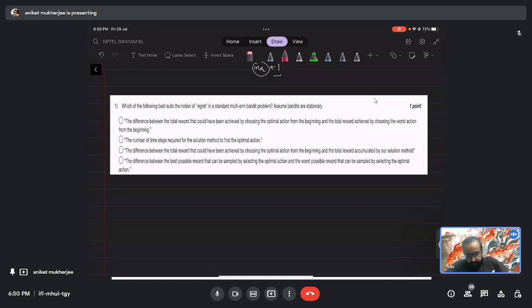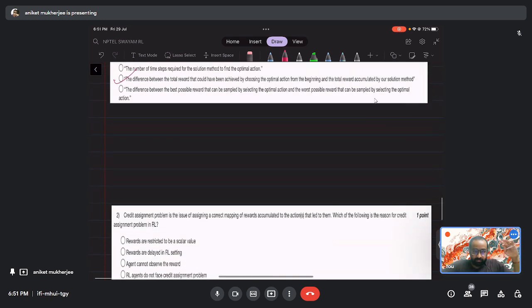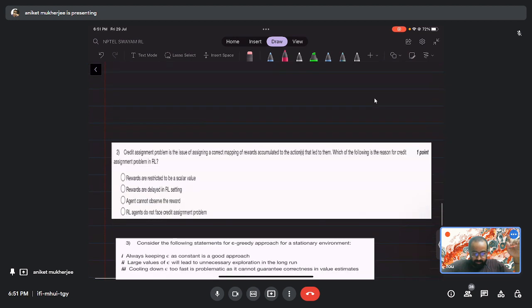So that is the third one. Let's read the fourth one. The difference between the best possible outcome when selecting the optimal action and the worst possible result when selecting the optimal action. No, both times you're not doing the optimal action because you don't know the optimal action. You're trying to find the optimal action. So regret is something between your solution and the optimal, and you want to minimize the regret. I hope that is clear.